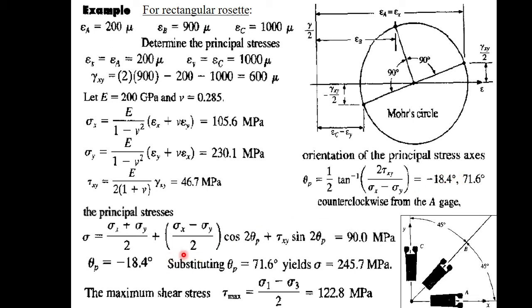Corresponding principal stress values are this 90, other one is 245.7, and its maximum value, the radius, or you find out the difference divided by 2. How will it come from here, tau max? Sigma 3 is 0. Sigma max minus 0 by 2. So this is how we can find out principal stress and direction for a rectangular rosette.